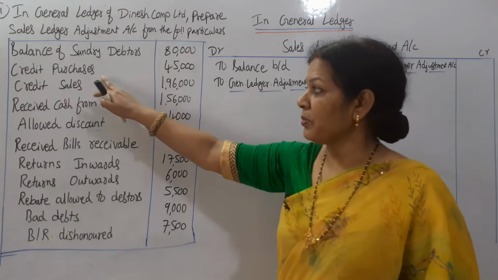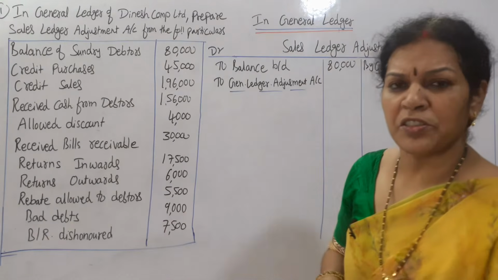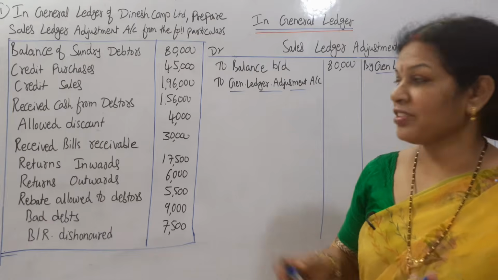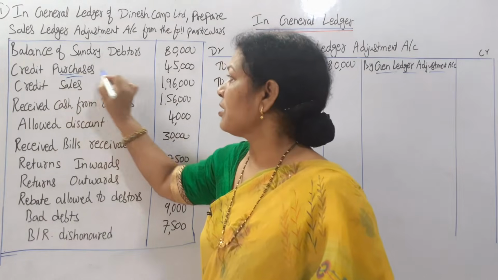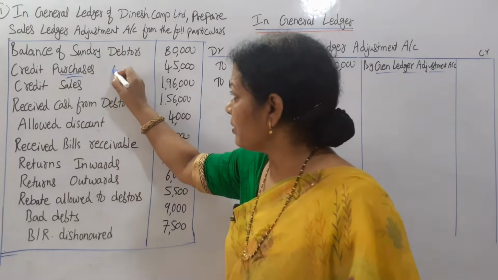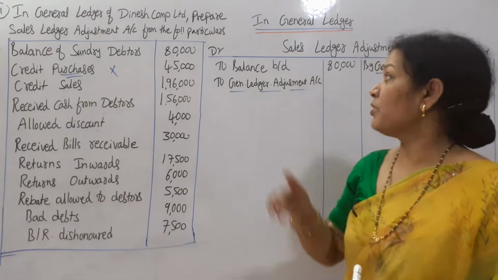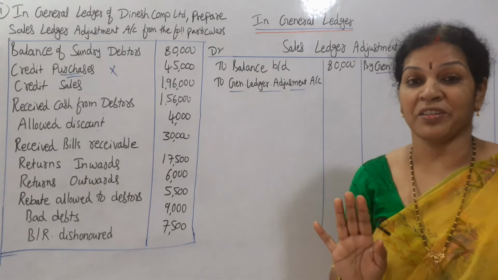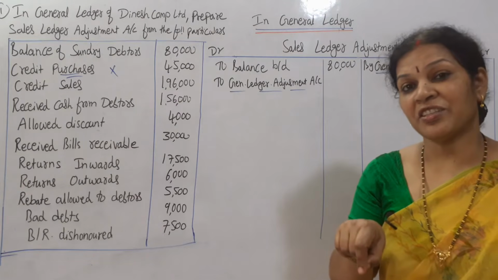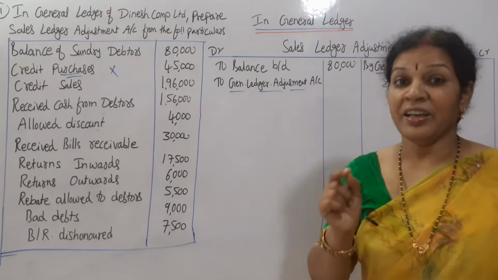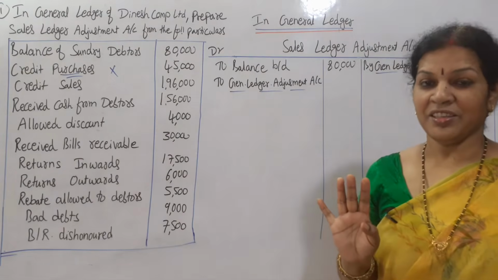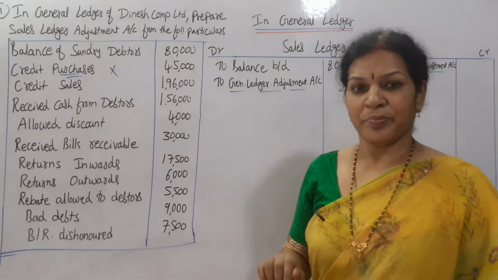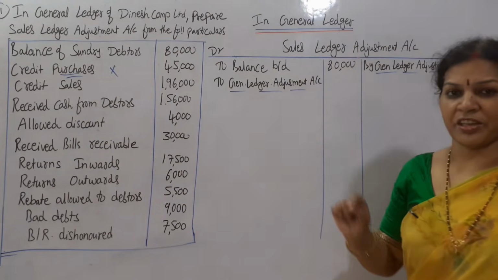Now you see first one, credit purchases. Credit purchases are related to the creditors. This we do not want, because we are preparing sales ledger adjustment account, not purchase ledger adjustment. When we prepare purchase ledger adjustment account, there we are going to take credit purchases, right. Right now we are ignoring it. Next one, credit sales. Of course, it comes in the sales ledger adjustment account.